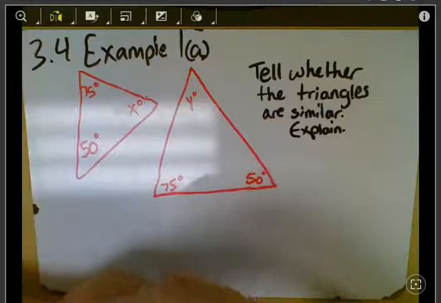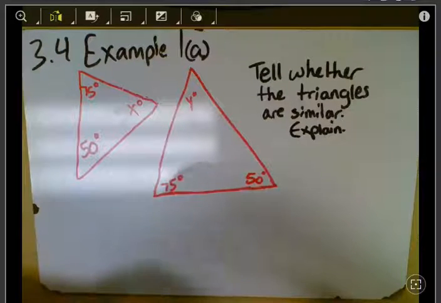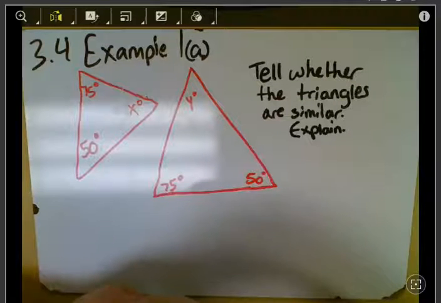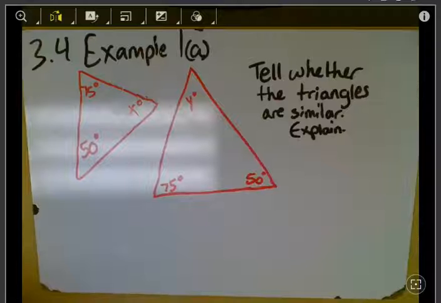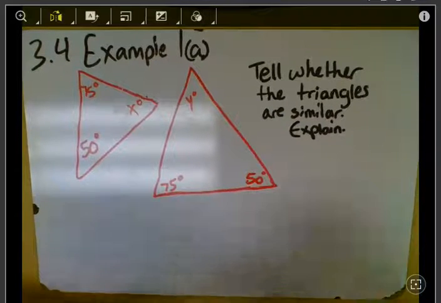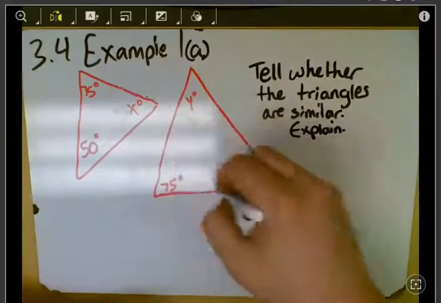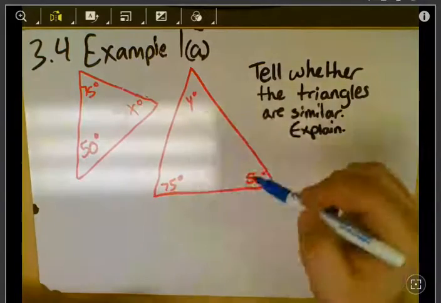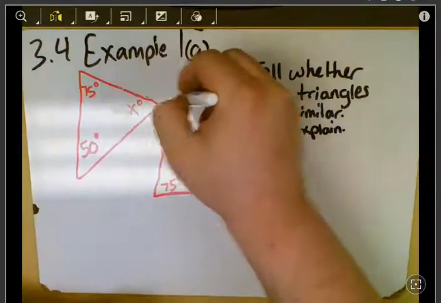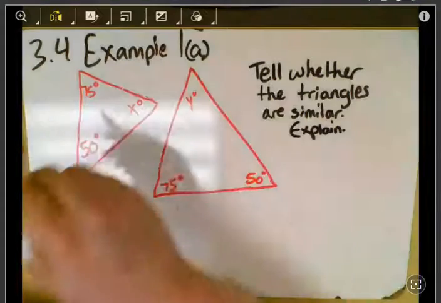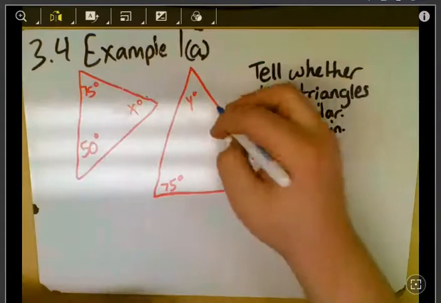You can scroll and hit previous on Canvas to read this, but it discusses angles of similar triangles, and it says when two angles in one triangle are congruent to two angles in another triangle, the third angles are also congruent and the triangles are similar. So, in essence, if we have two pairs of congruent angles between these two triangles, these third angles are congruent and the triangles are similar. So let's check these triangles out.